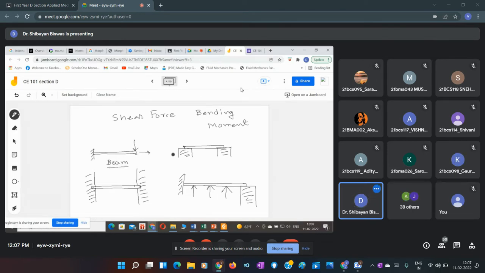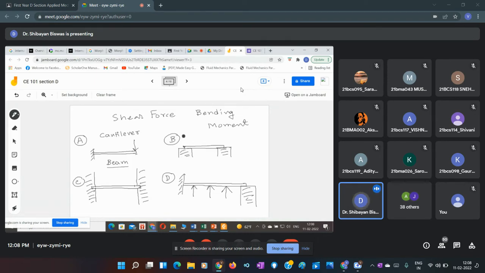B-E-A-M, beam. Whatever I have shown here, these are different types of beam, typically used in our structural analysis or say civil engineering analysis. So this is called cantilever beam. The characteristic of it is one end is fixed, other end is free, and the load may act anywhere, but that should be perpendicular with respect to the beam axis. So this A type of beam is known as cantilever beam.